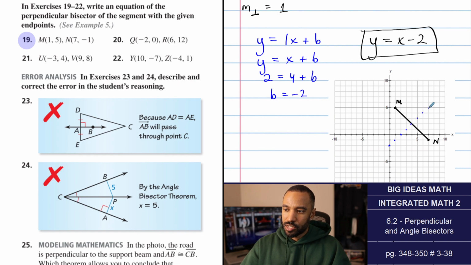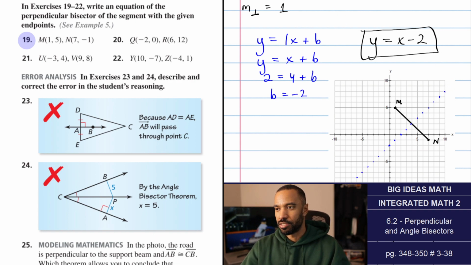Now, they're asking, is this the perpendicular bisector? Did this divide this? Did it intersect at its midpoint? And is it intersecting with it perpendicularly? Those are kind of the two questions that are being asked. And this is a line, so I'm going to draw this thing forever through.